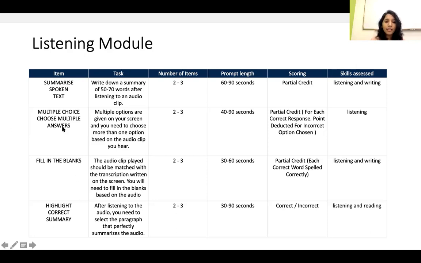Then you're given options to choose from. If you notice, it's called multiple answer. That means there is more than one correct answer. There could be 2 or 3 or 4 correct answers. Each time you choose a right answer, you get a point. If you choose 1 correct answer, you get 1 point. You choose 2 correct answers, you get 2 points.